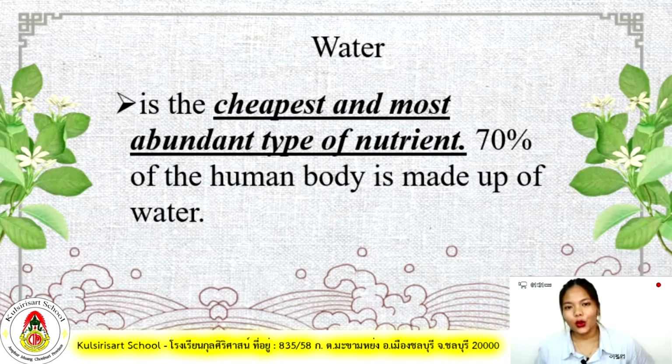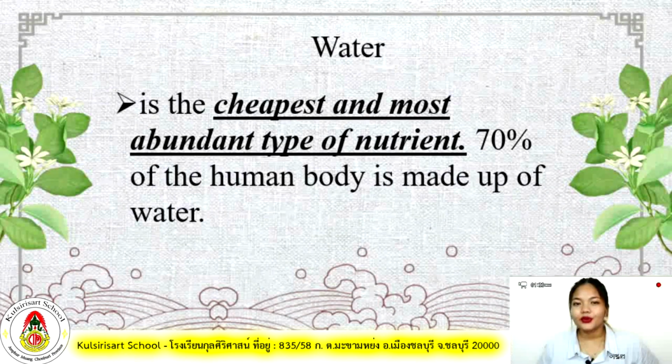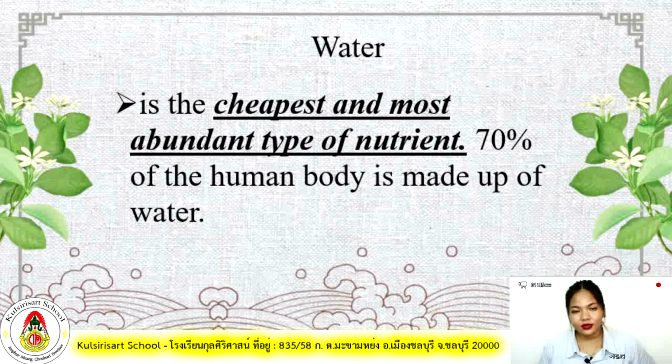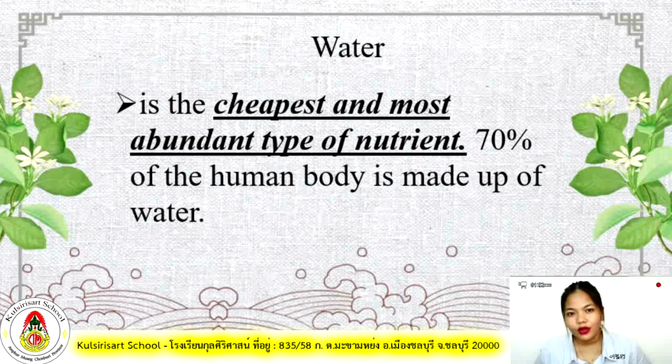And now we are down to the 4th type of nutrient, and that is water. Now let's define what is water. Water is the cheapest and most abundant type of nutrient. Why do we say this? Because water is literally everywhere and it is readily available whenever you want it, which makes it cheap and abundant. And take note that 70% of the human body is made up of water.